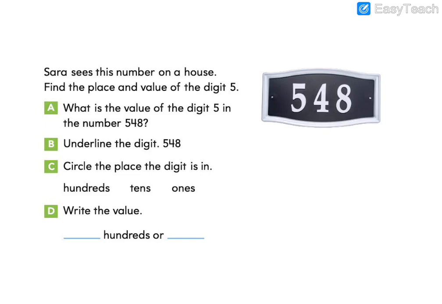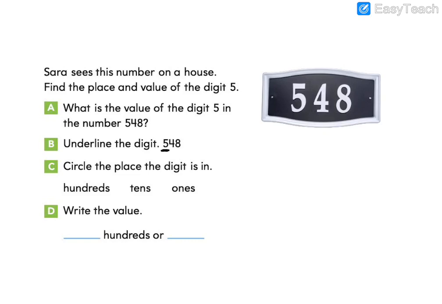Let's look at the next problem. Sarah sees this number on a house. Find the place and value of the digit 5 in the number 548. Letter A asks us, what is the value of the digit 5 in the number 548? We're going to go through steps B through D to write it out. Go ahead and underline the digit first. Make sure you underlined the 5.